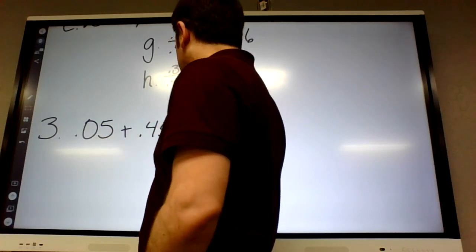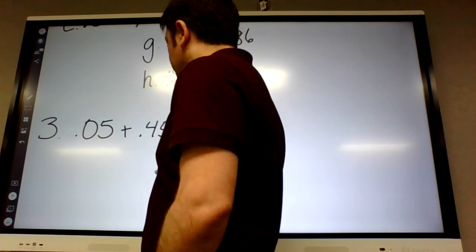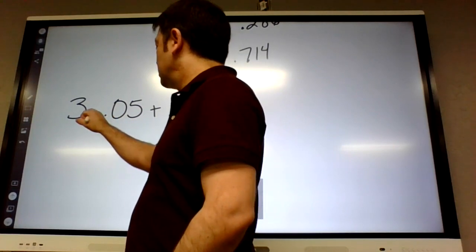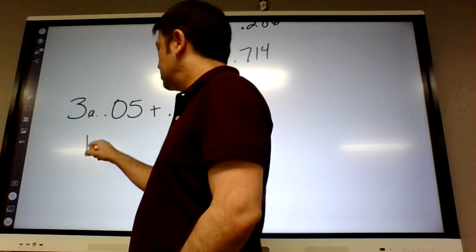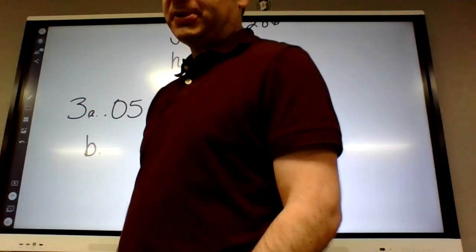Add them together, 0.50. When you add, you just line the decimal places up.